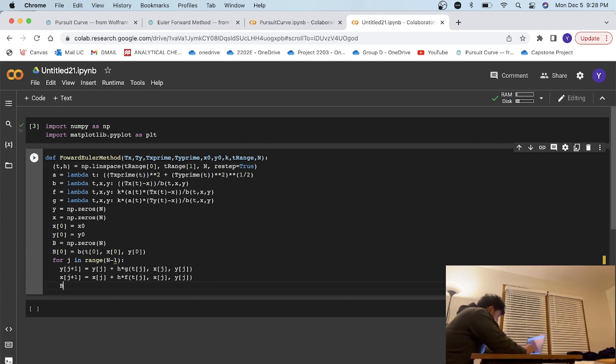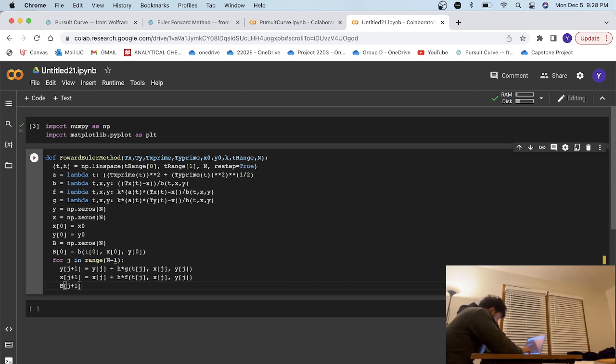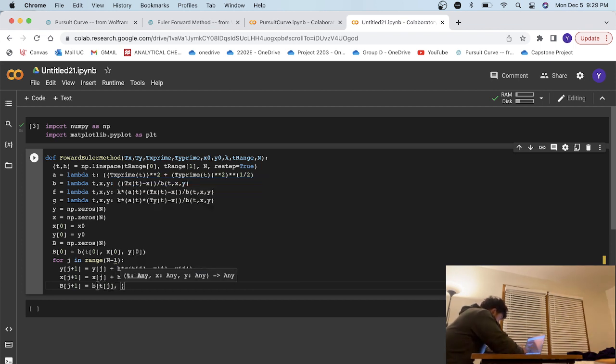And we also need to define b of j plus 1. The distance between the pursuer and the target at each time step. It's going to iterate through that until it finds a value that is... I'm thinking of a faster way to do this. If I just copy that, yeah, I should just copy this.